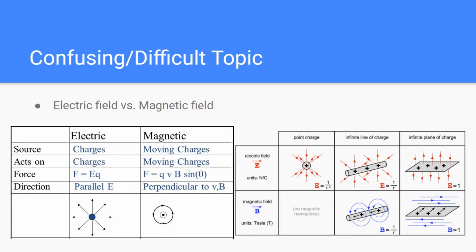And on the right, you can see the different images that show the electric field for a point charge. And we don't have a magnetic field for a point charge because it's not moving. And for an infinite line of charge, you can see the image right over here, and on the rightmost, you can see the infinite plane of charge.